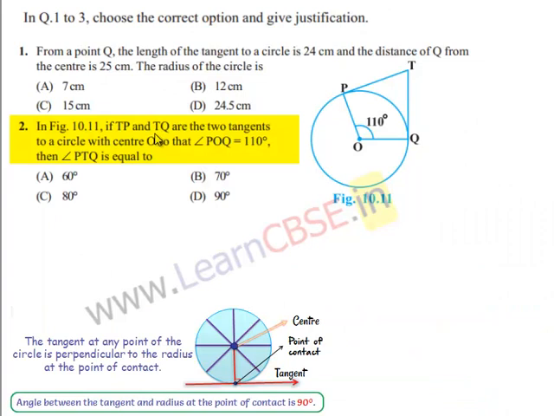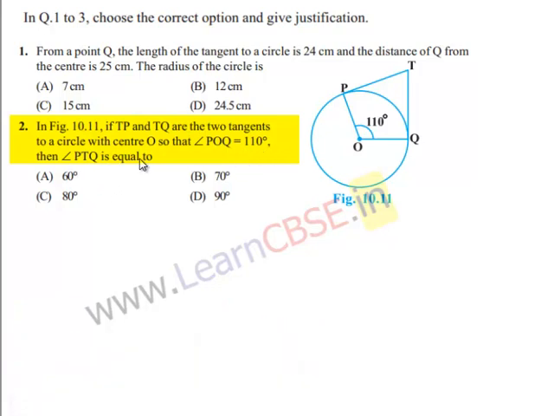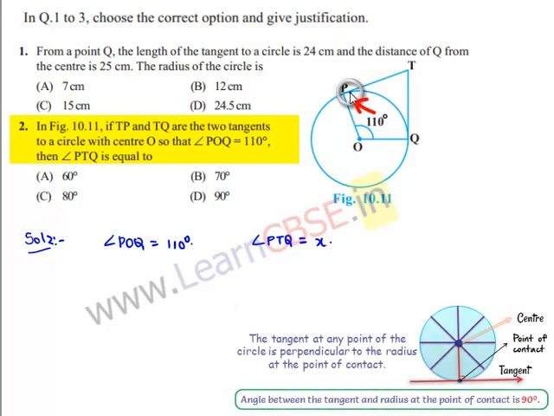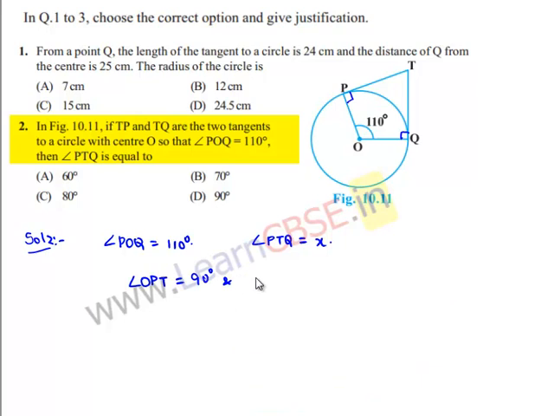In figure 10.11, if TP and TQ are two tangents to a circle with center O, so that angle POQ is equal to 110 degrees, then angle PTQ is equal to, now moving on to solution for the second one. Here angle POQ is given as 110 degrees and asked us to find angle PTQ. Let it be X. Now we know that at the point of contact the radius is always perpendicular to the tangent. Therefore angle OPT is equal to 90 degrees and also angle OQT is equal to 90 degrees.